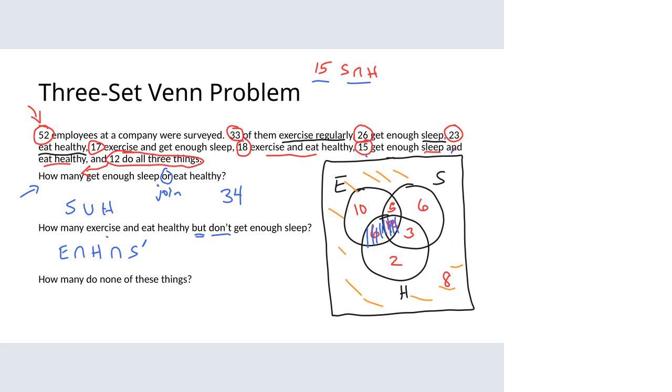The other way to approach this, and honestly, I don't think very many of you will approach this with the shading, but you certainly can. When you do E intersect H, that's going to give you this much. Those are the people that exercise and eat healthy. But they don't get enough sleep. Means anybody who does get enough sleep needs thrown out. And that's how we land with just the 6.